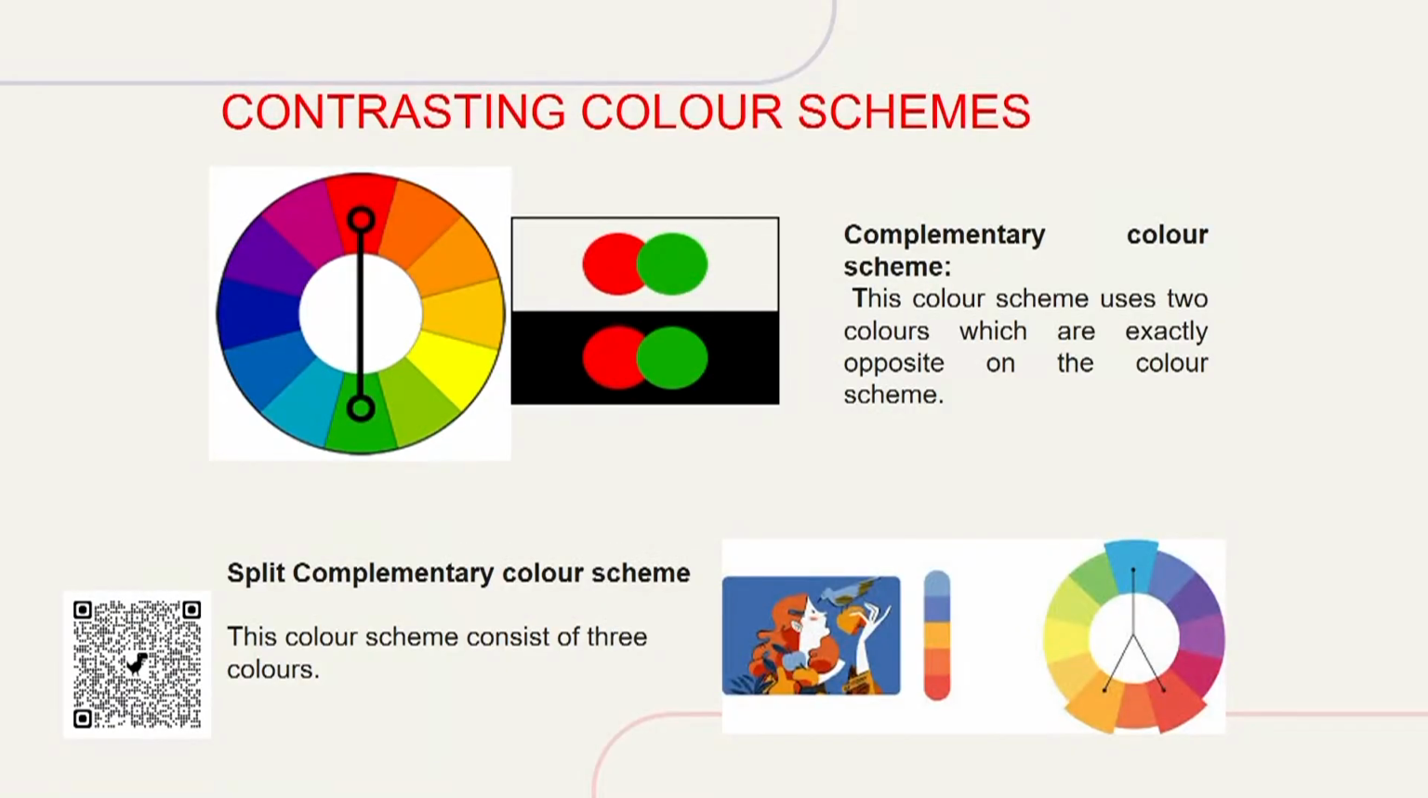The first is the complementary color scheme, the second is the split complementary color scheme, the third is the triad color scheme, and then there is the tetrad color scheme. So let's start with the complementary color scheme. Here you will notice that the colors are lying opposite to each other. If you look at the first image of the color scheme, you will see red and green lying opposite to each other on the color wheel, and therefore they come under the category of contrasting.